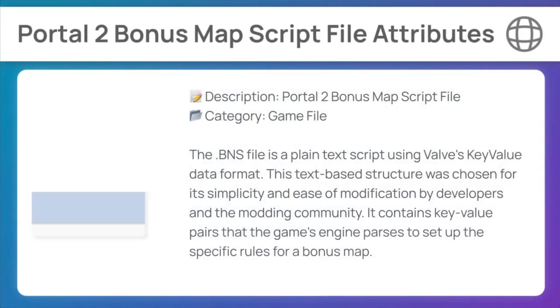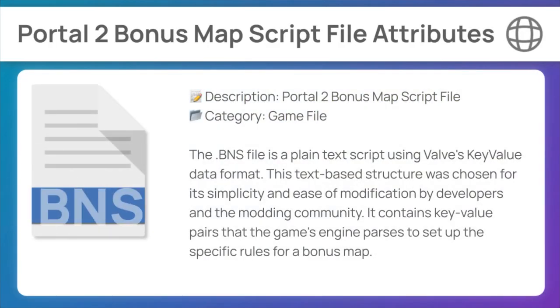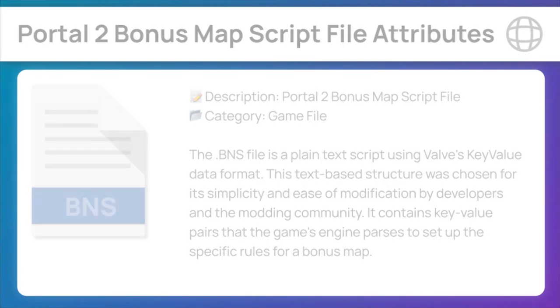The BNS file is a plain text script using Valve's KeyValue data format. This text-based structure was chosen for its simplicity and ease of modification by developers and the modding community. It contains key-value pairs that the game's engine parses to set up the specific rules for a bonus map.